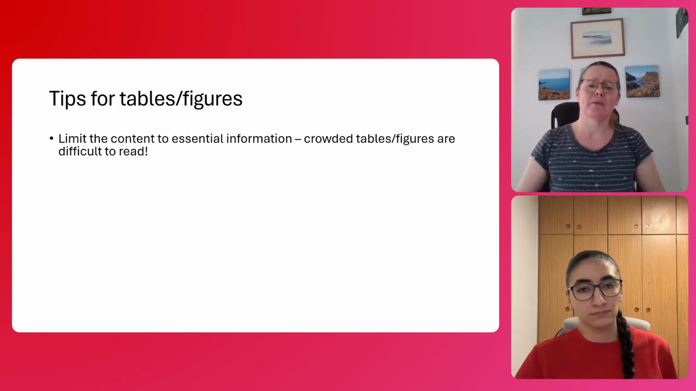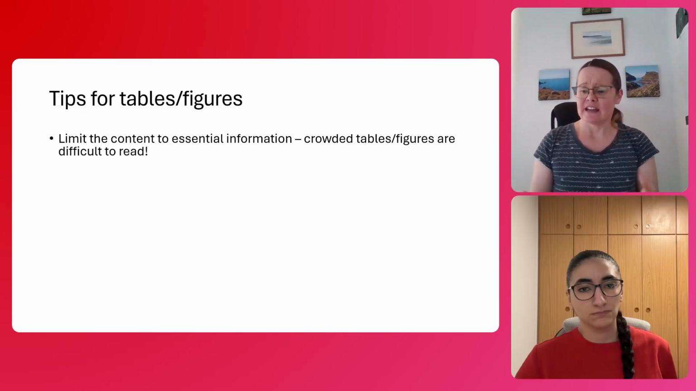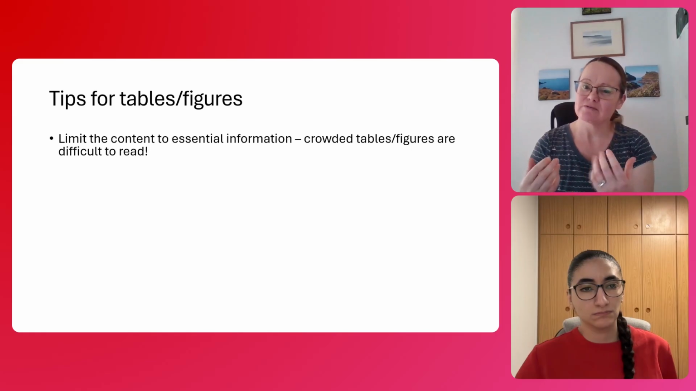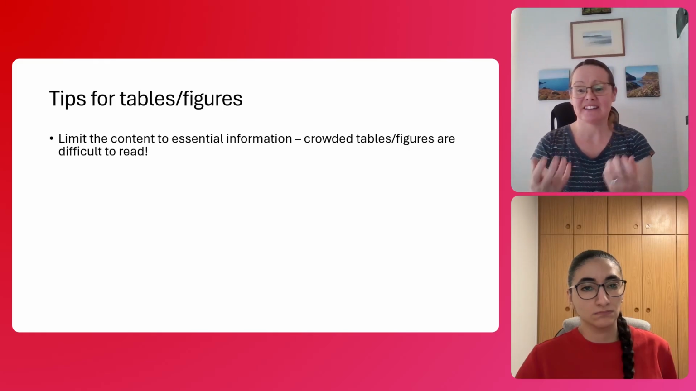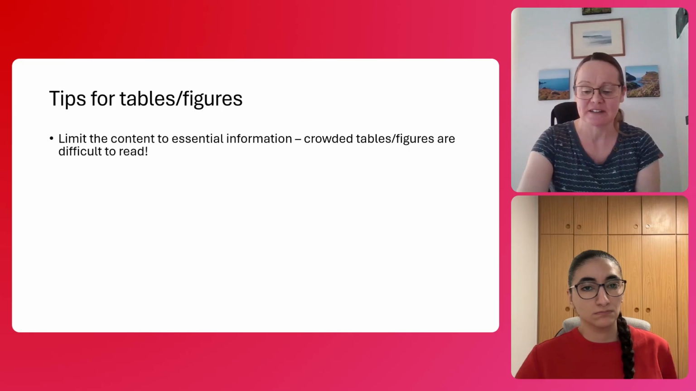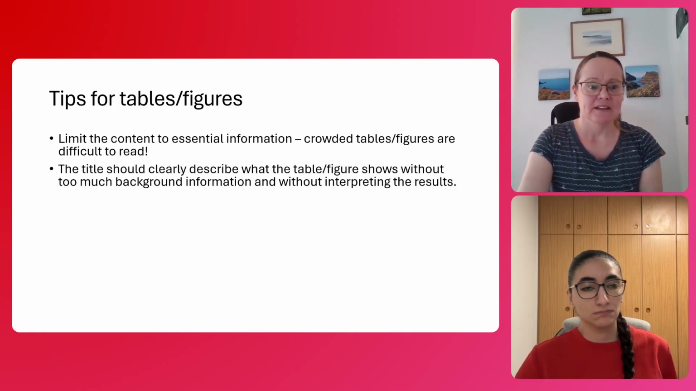I've talked a lot about how tables and figures help the reader to get information quickly and easily, but only if we make them readable. So don't crowd your tables, don't crowd your figures, because they will lose their power. Instead of being a welcome help to your reader, they're just going to be another headache. So keep the information limited to essential information only.